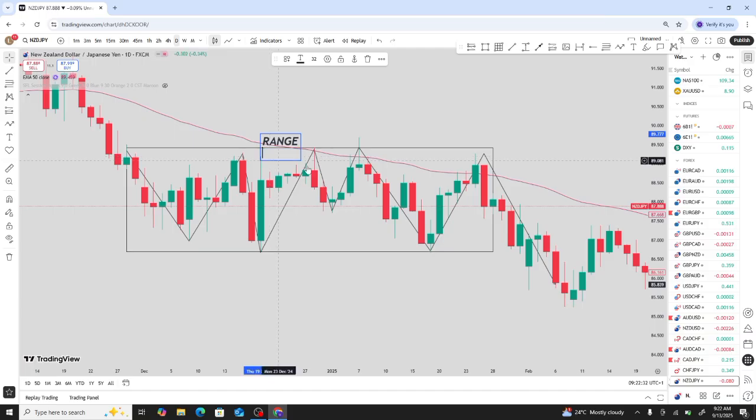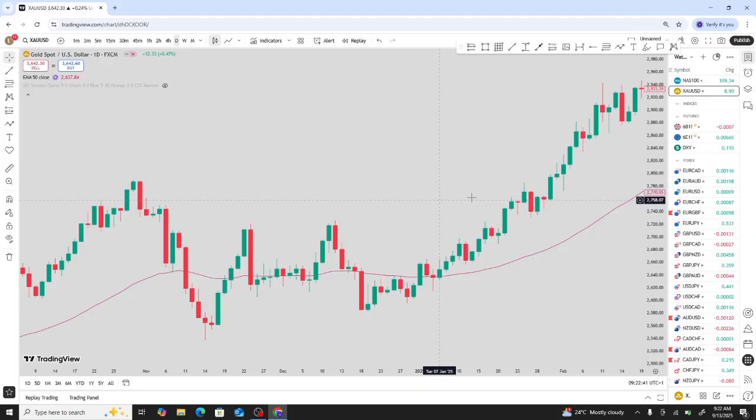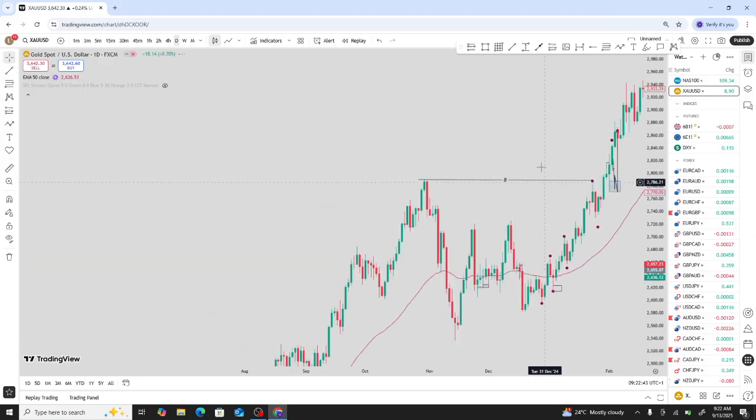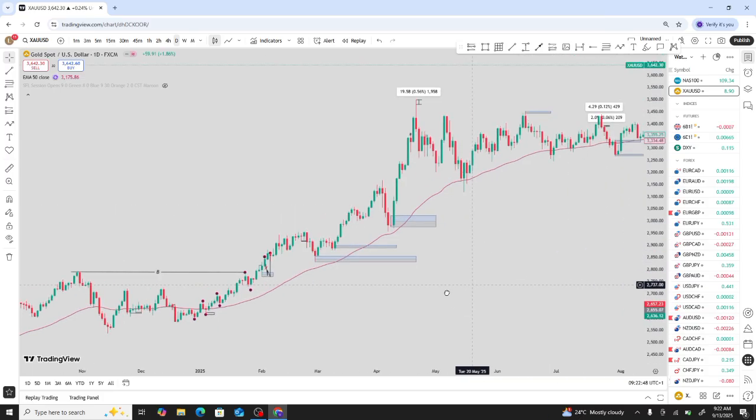This is a very clean range. Let's go to gold, XAUUSD. Okay, this is XAUUSD gold. Let me look for a range in gold.